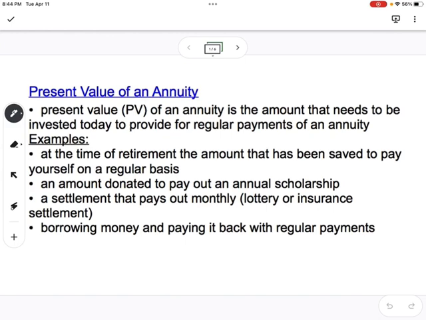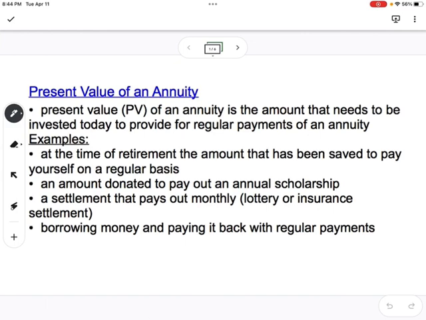So when we talk about present value of an annuity, going in this direction, we are going to start off with a certain amount of money and our future value will be 0. So we're going to be taking out a certain amount of money. Present value of an annuity is the amount that needs to be invested today to provide for regular payments of an annuity.